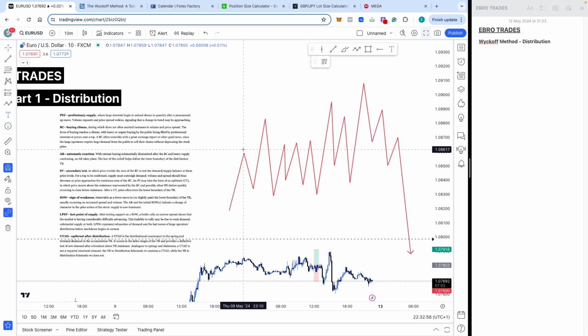I don't understand why this text is so big. All right, whatever. Okay. So we've got our preliminary supply. How do I make this smaller?